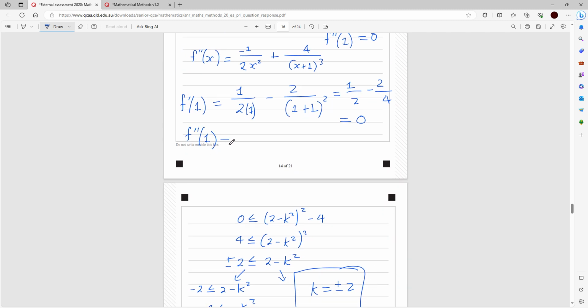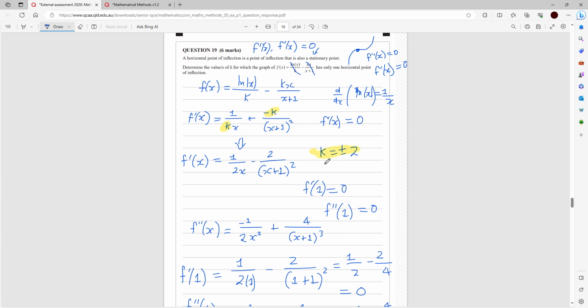Double dash of 1 is going to be negative 1 on 2 on 1 squared plus 4 on 1 plus 1 cubed. So what we have is negative a half plus 2 cubed is an eighth, so 4 on 8, which is a half, and that is also equal to 0. So these are your k values, and the horizontal point of inflection is when x is equal to 1.